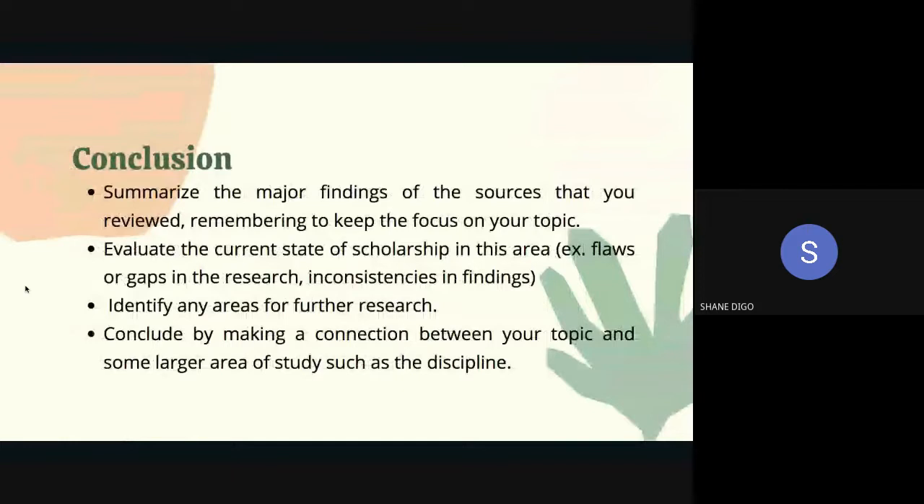Conclusion and or recommendation section to the end of the paper. Summarize the major findings of the sources that you review, remembering to keep the focus on your topic. Evaluate the current state of scholarship in this area. Identify any areas for further research. Conclude by making a connection between your topic and some larger area of study, such as discipline. The conclusion should give a summary of the main agreement and disagreement in the literature, any gaps or areas for further research, and your overall perspective on the topic.